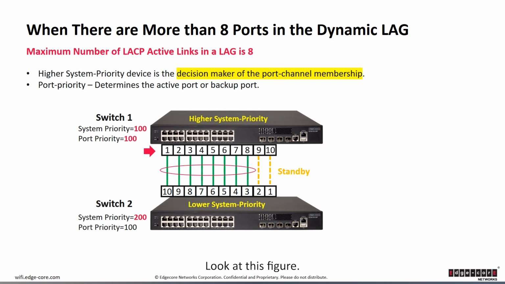Look at this figure. Switch 1's system priority is 100, and switch 2's system priority is 200. So switch 1 controls candidate port selection to the port channel. Based on the LACP port priority values, switch 1 chooses the lower ones from port 1 to port 10 as the active ports. When the port priority is the same, the priority is determined by the physical port number, with lower numbers being higher. This means that ports 1 to 8 have higher priority than ports 9 and 10. If port 6 goes down, port 9 is selected to replace the downed link.